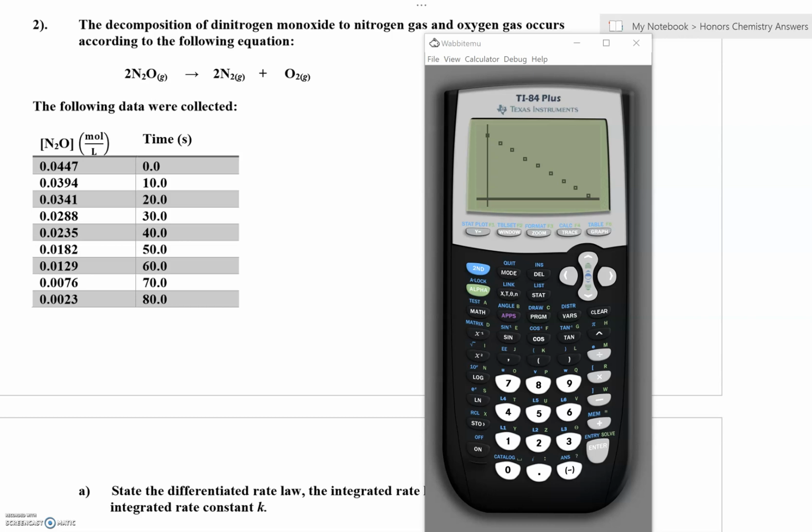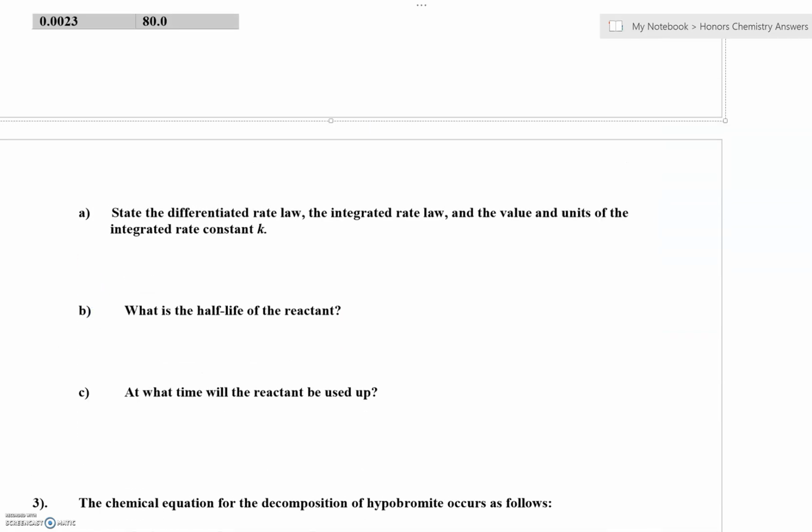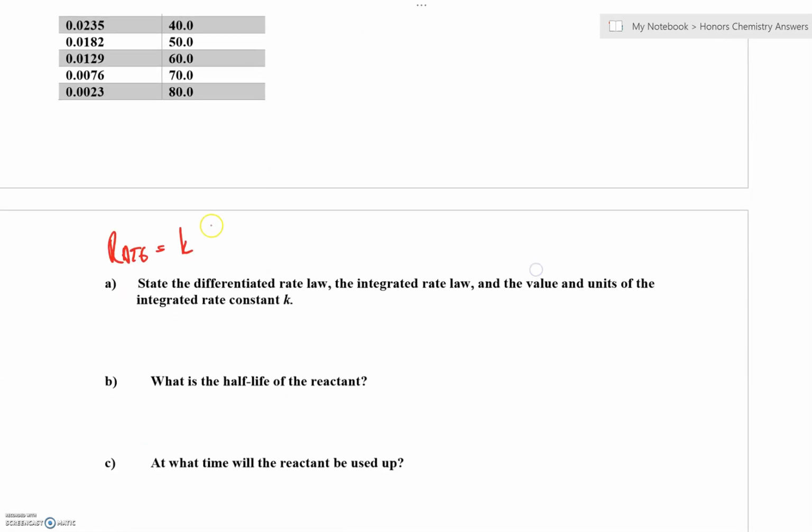Okay, so now that we know this is a zero order reaction, we can answer some questions here. It says state the differentiated rate law. That's going to be rate is equal to K times the concentration of N2O raised to the 0 power, which is 1. So that's simply rate equals K. If you wrote it either way, that's fine.